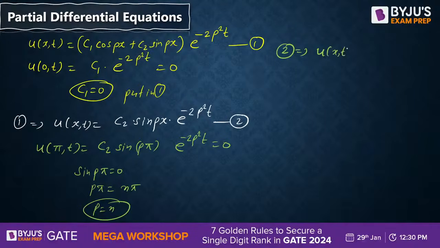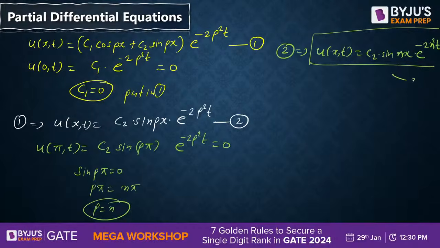U of x comma t equals c2, p is n, so sine nx, then e to the power minus 2, p is n square t. Comfortable? Did you understand up to here? This is my equation number 3.